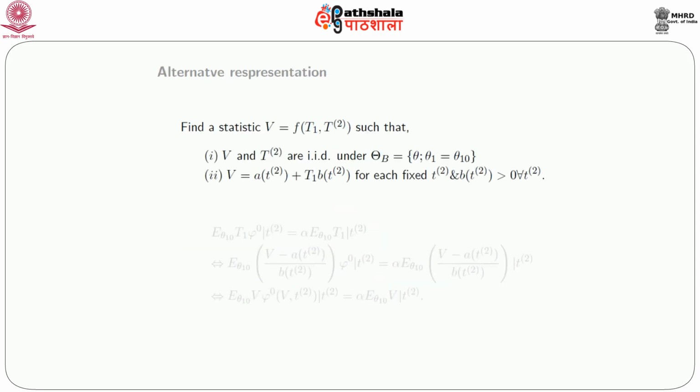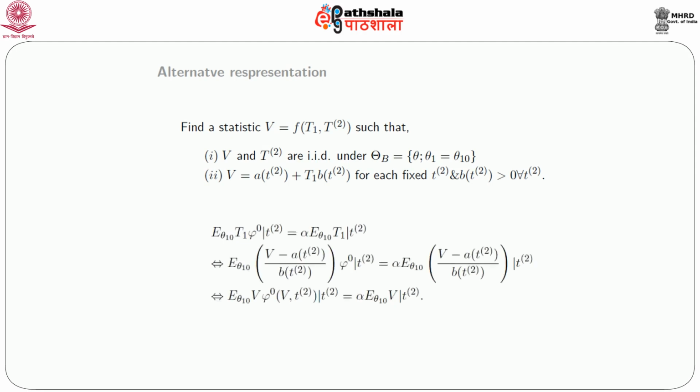Now we find a statistic V. V is a function of T1 and T2 such that V and T2 are independent, identically distributed under Θ_B, and V is a linear function of T1, that is, V is of the form a(T2) + T1 b(T2) for each fixed T2, and b(T2) is greater than 0.